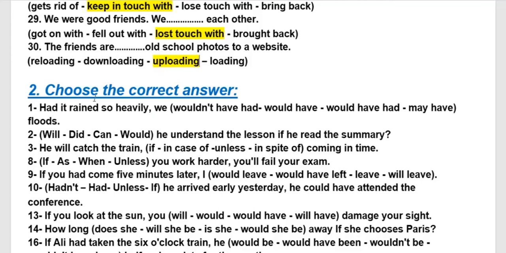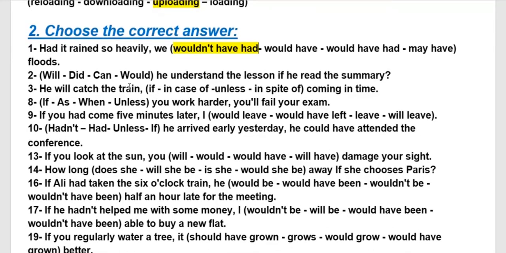Let's try it. Had it rained so heavily? Had it rained here, it means if it had rained. Had it rained so heavily, we would have had floods. Third conditional, past perfect, would have, and the past participle.